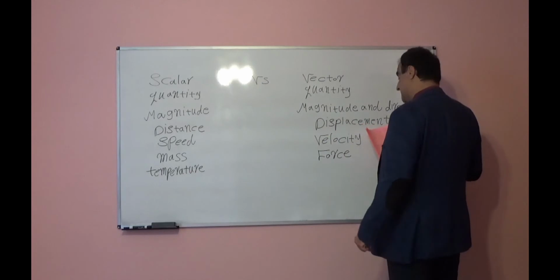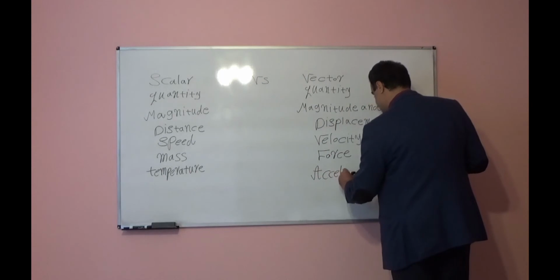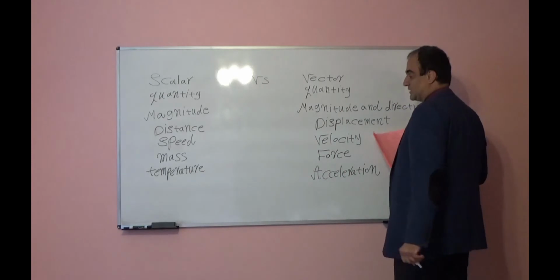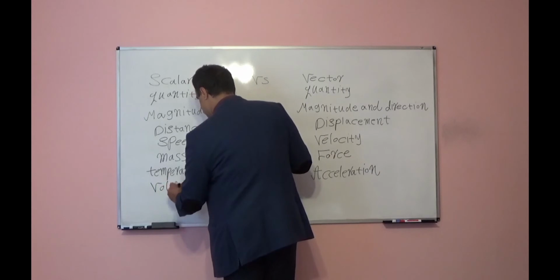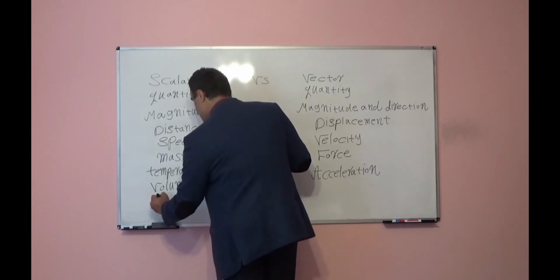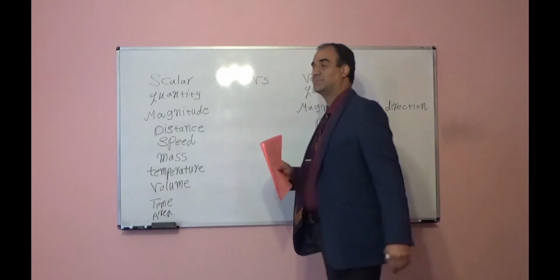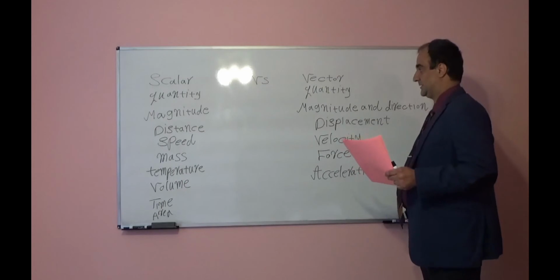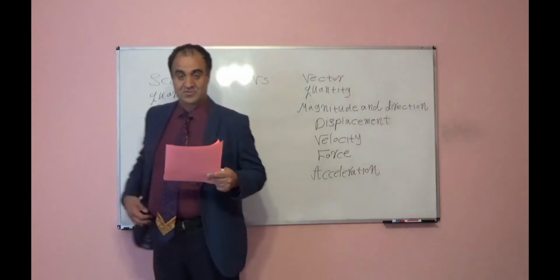For vector I can give another example. For example, acceleration. Acceleration you need magnitude and direction. For a scalar, for example, volume. It is a scalar. Time. Area. These are good examples for scalar quantity. These are for vector quantity. So now we know what is the scalar, what is vector.